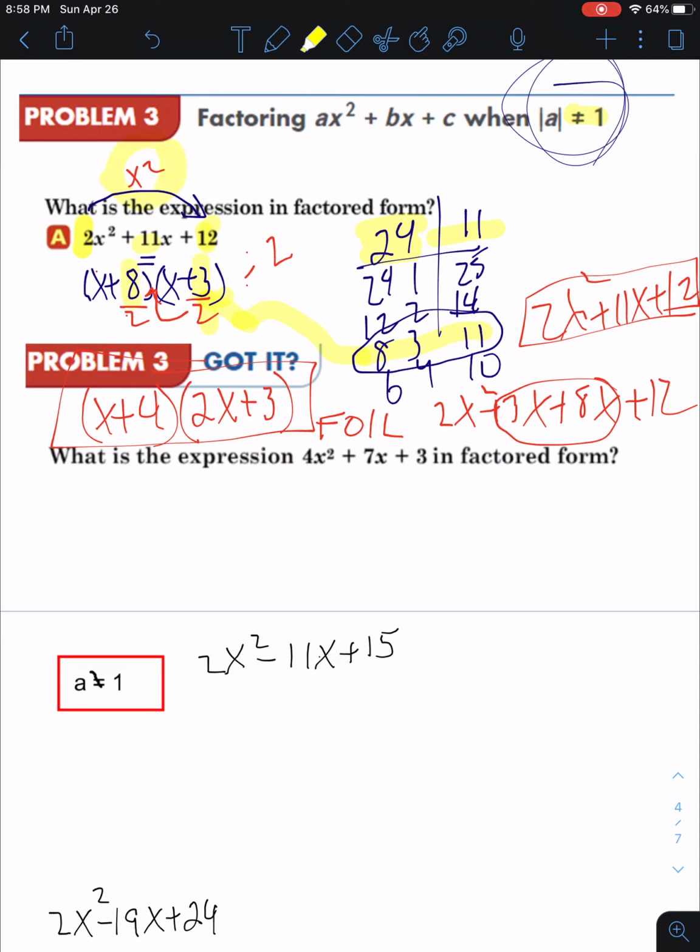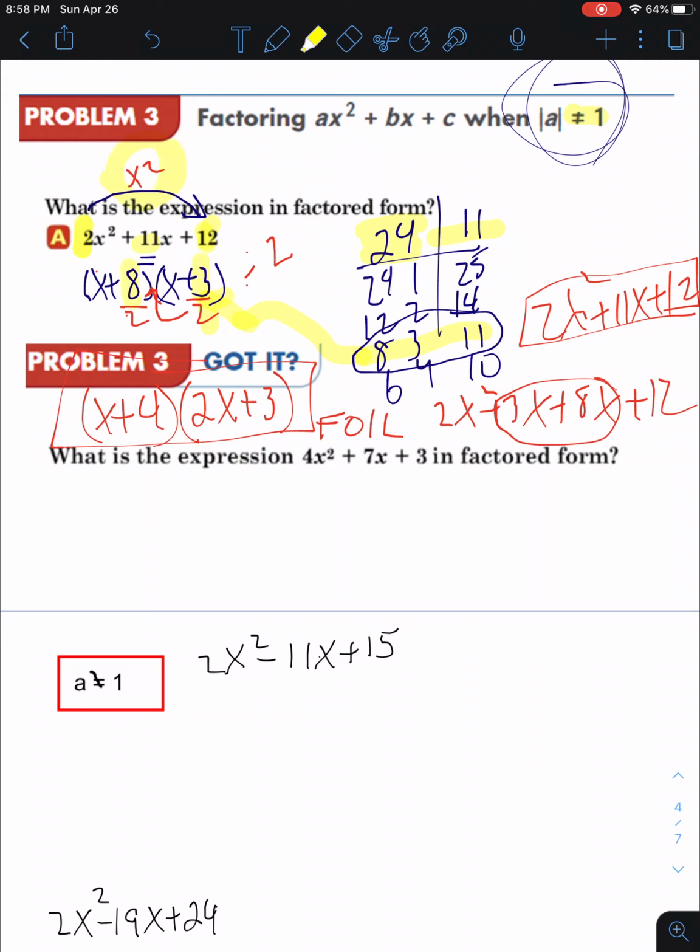Now, I multiplied by 4, so we got to divide by 4. Okay, works on this one. We'll get x plus 1. Okay, but on this one it doesn't, so we put the 4 up front, and that gives me 4x plus 3. And if you check it by FOIL, okay, we put our terms in there, we'd get 4x squared.